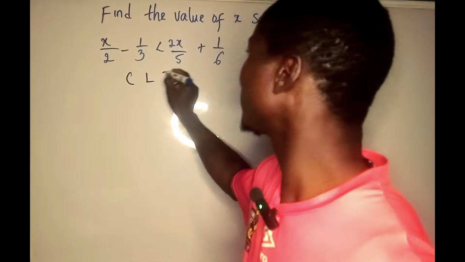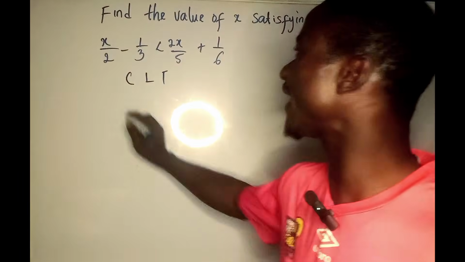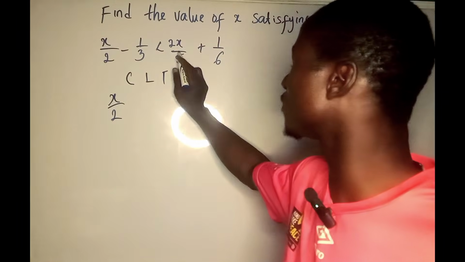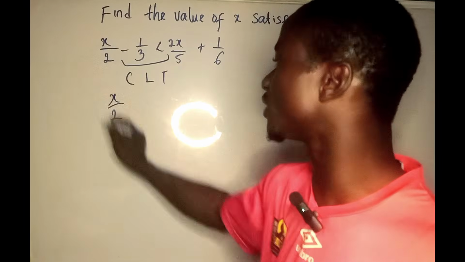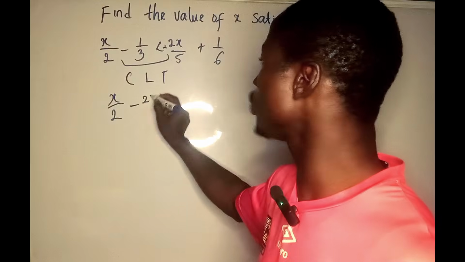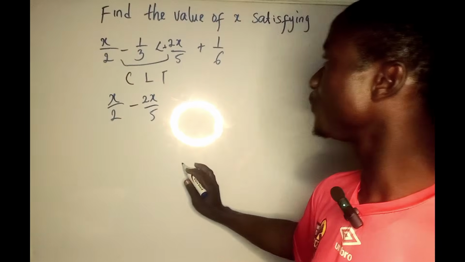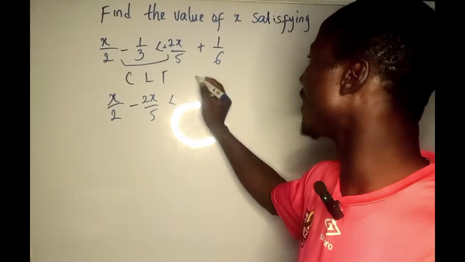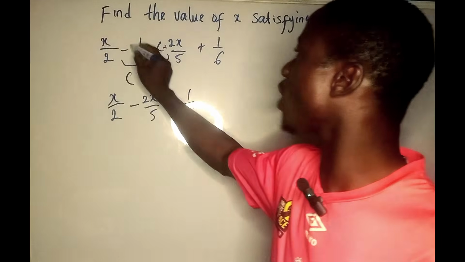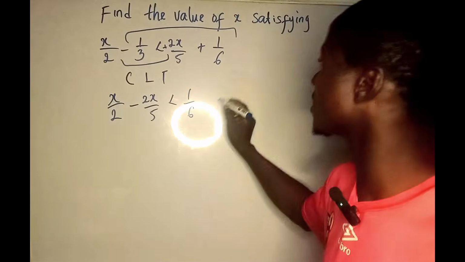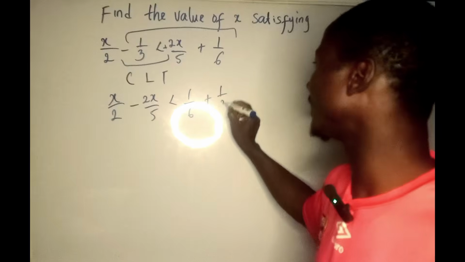Collect our like terms. To collect like terms, we are not having x all over 2. We are bringing 2x over 5 to meet x over 2. There's an invisible plus over here. It becomes negative 2x over 5. Then already we have less than, right? We bring it down here. So we have 1 over 6. Also this comes and meets this one. So this sign, which is minus, becomes positive 1 over 3.